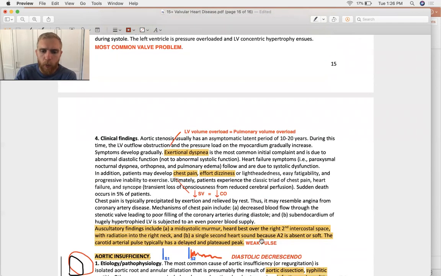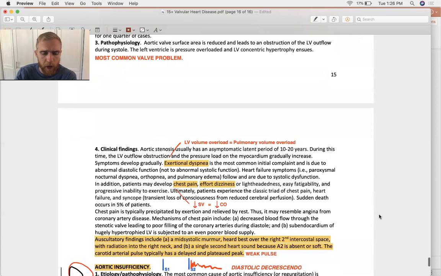That's going to account for why these patients have a weak pulse, because they're going to have a diminished stroke volume and a diminished cardiac output. And you ought to really know these symptoms and be able to tie them in your brain to aortic stenosis specifically. The mitral valve stuff, the big point of that is going to be atrial hypertrophy, and the symptoms are downstream from that.